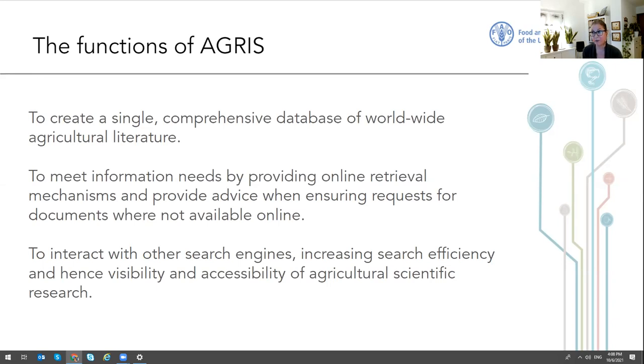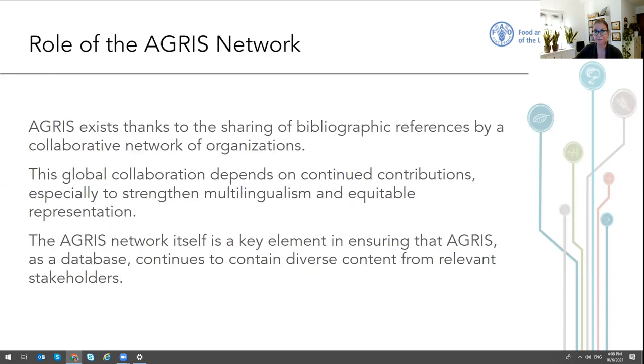We have been working with Google Scholar now for more than a decade, I think it's about 10 years. And the collaboration actually, as an example, works very well, but we are also collaborating with other search engines.